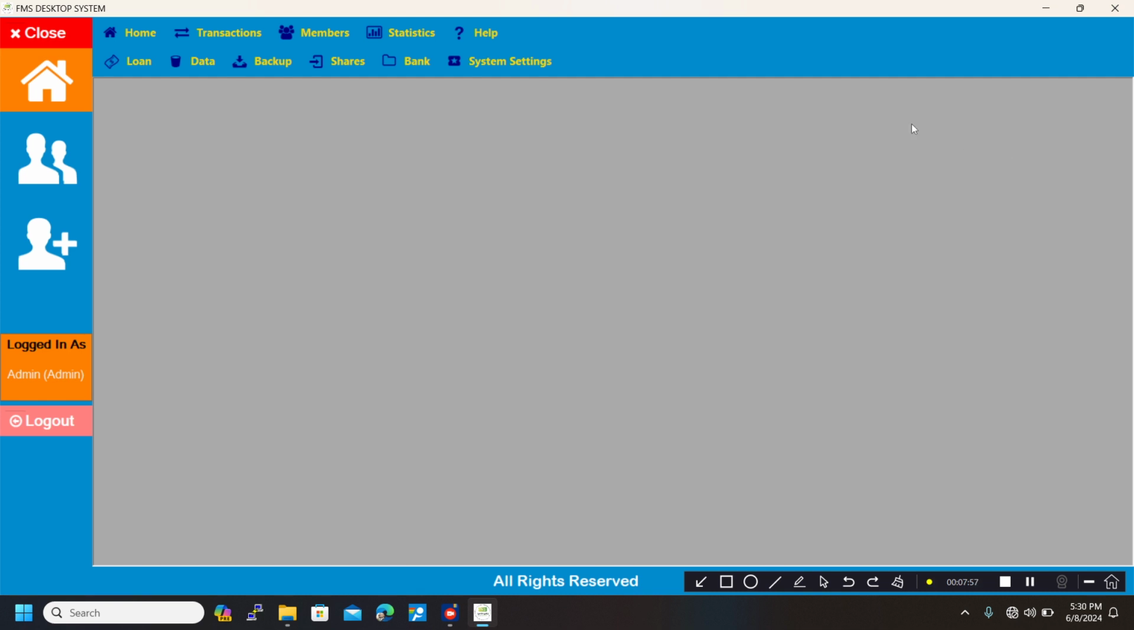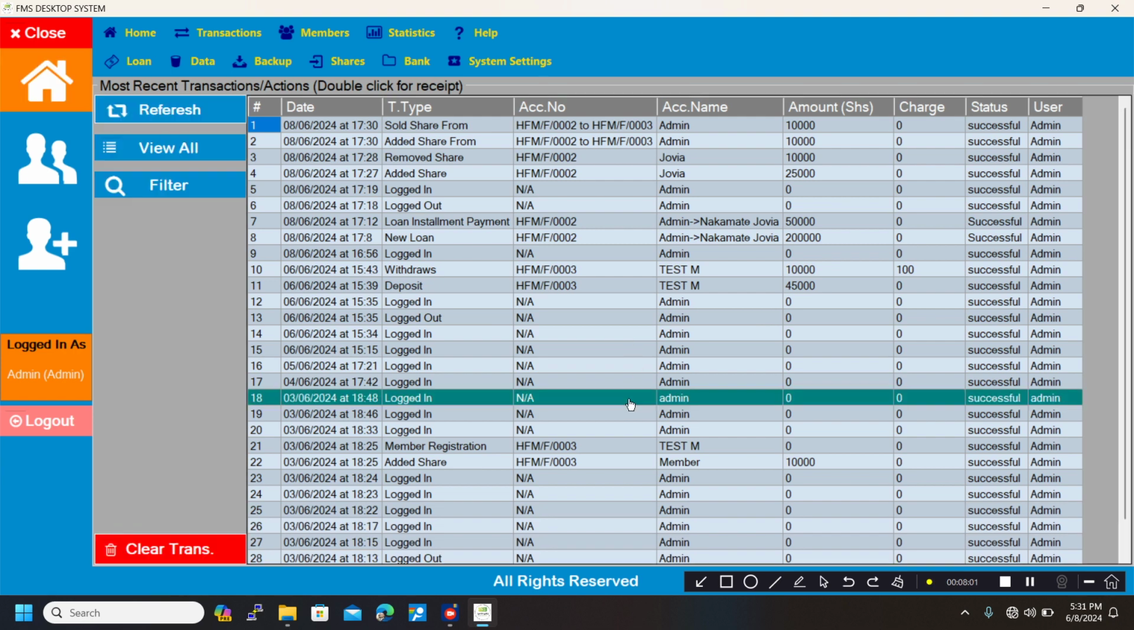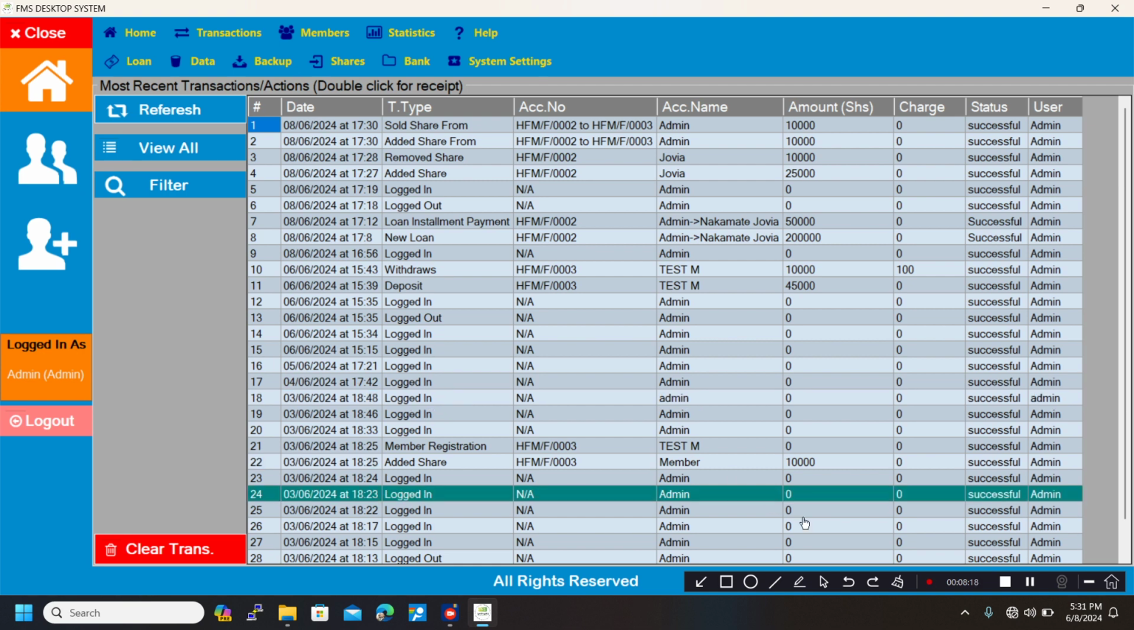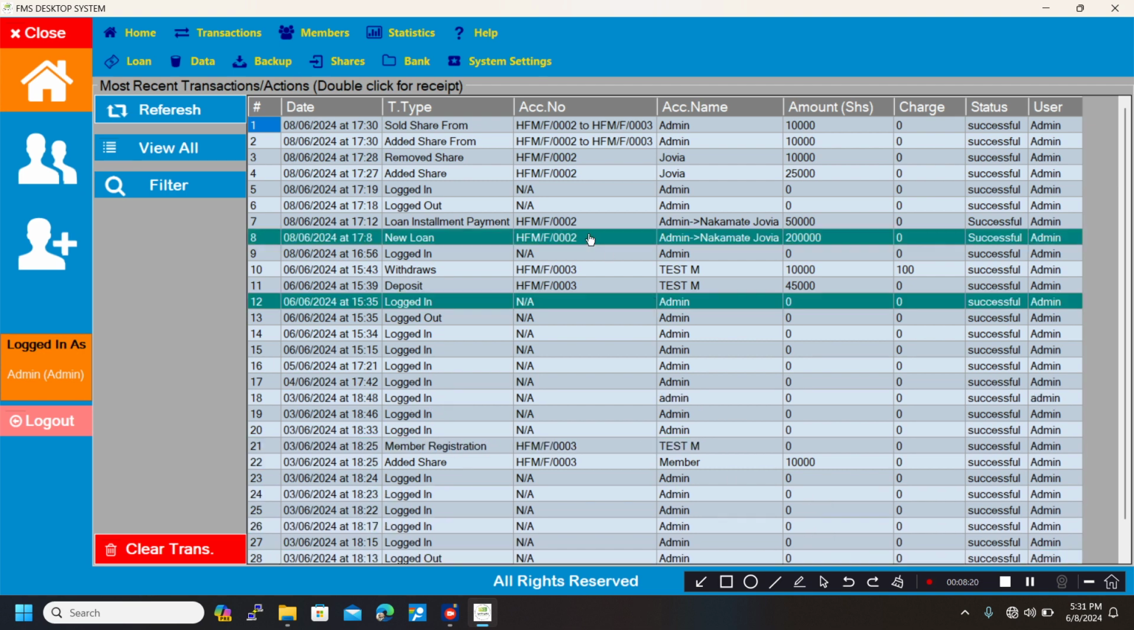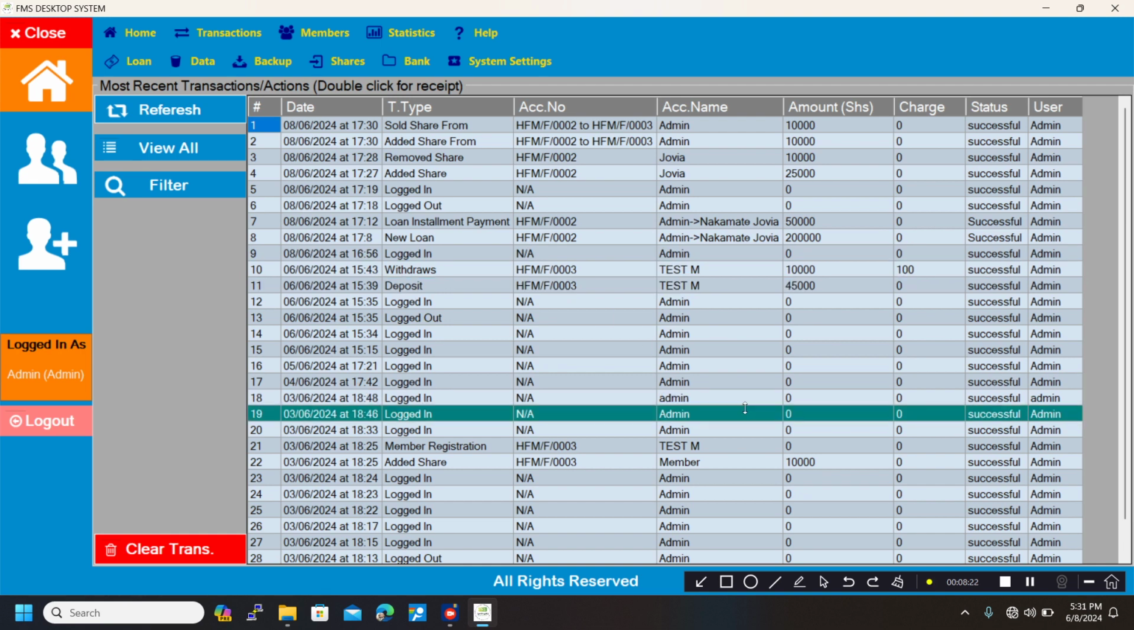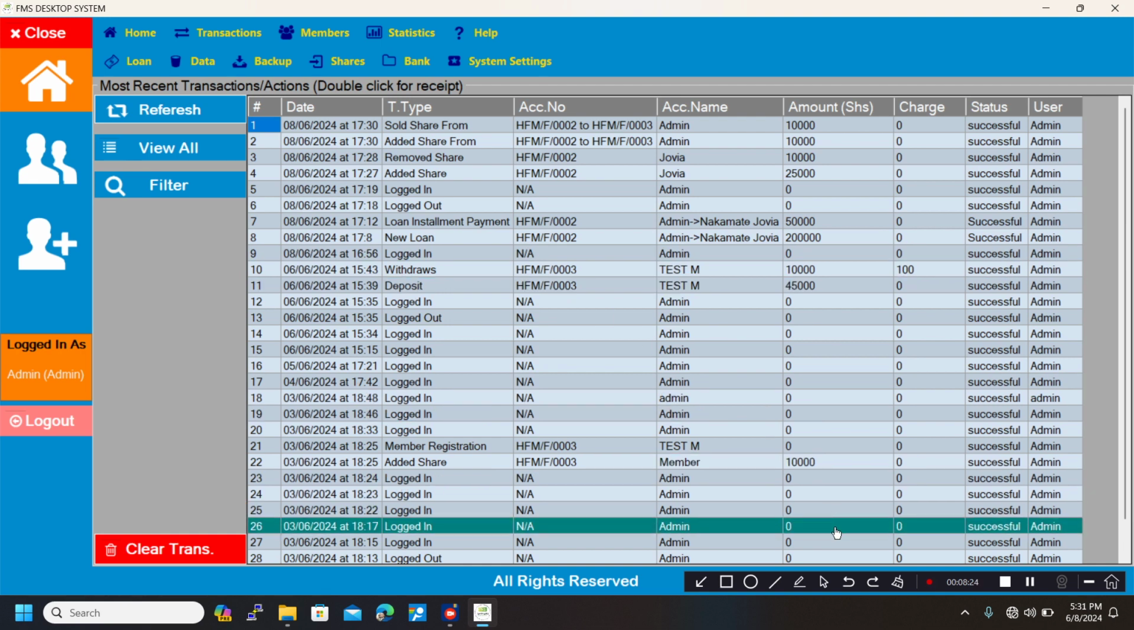Thank you very much. Let's meet again when we shall look at setting the amount that each share should cost, and also talk about the bank module, or the banking module, where we can add bank transactions and add some withdraw records. And then we also look at adding banking or banks into our system.